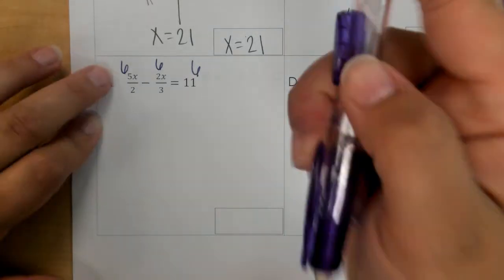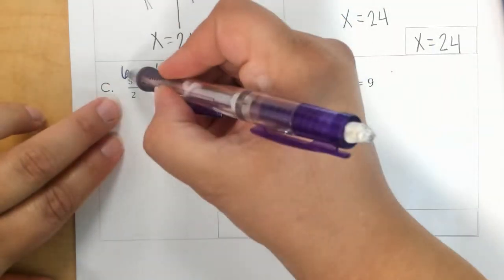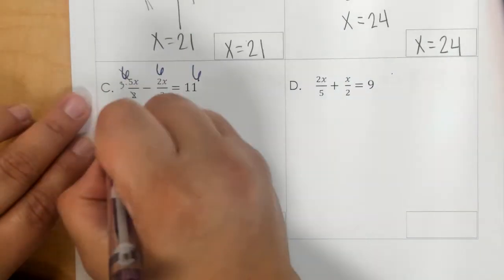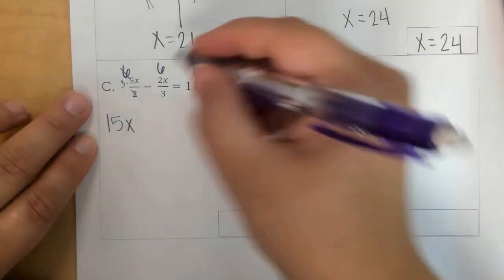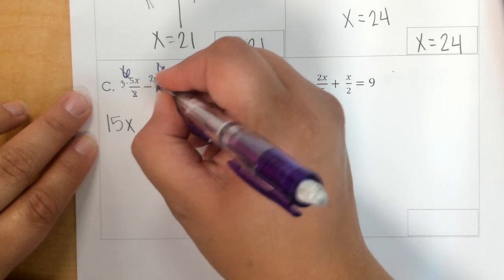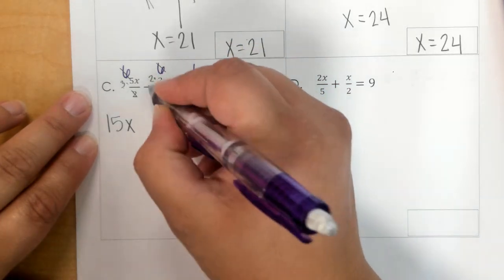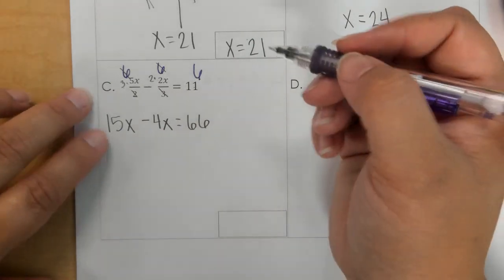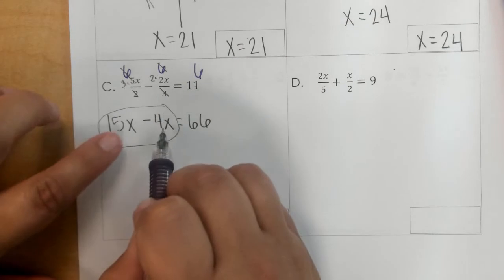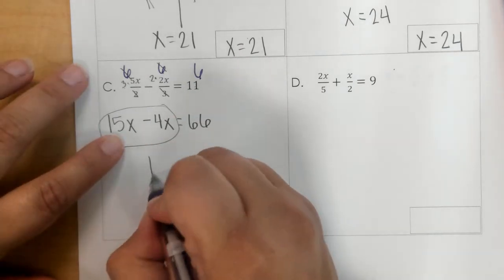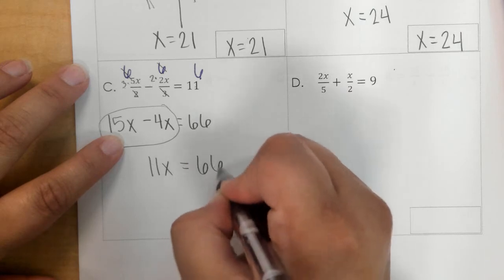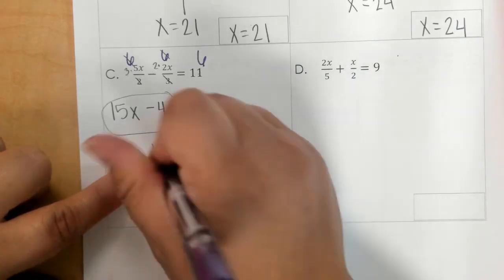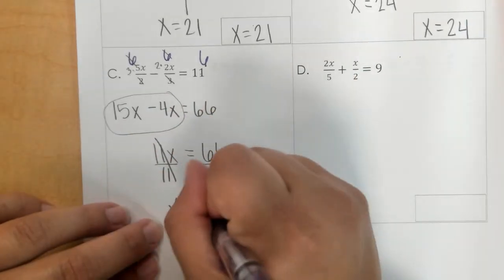Then I'm going to start dividing and then multiplying. 6 divided by 2 is 3, and 3 times 5x is 15x. 6 divided by 3 is 2, and 2 times 2x is 4x. Bring down your minus sign. 6 times 11 is 66. Then we combine like terms, because both have variables of x. We get 11x equals 66. For x, divide by 11, and x is 6.